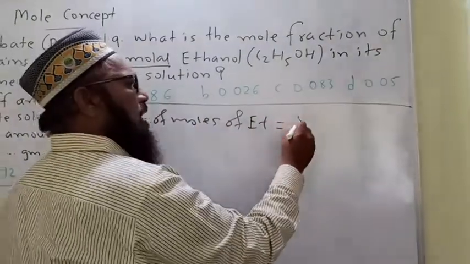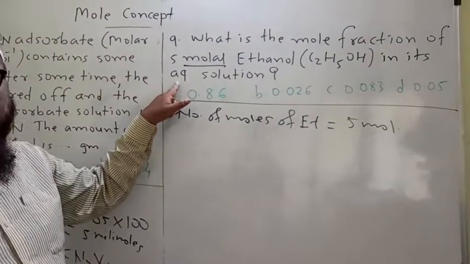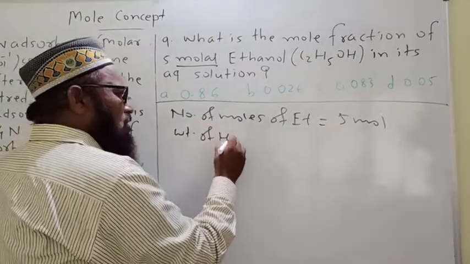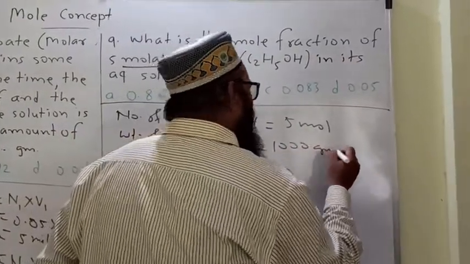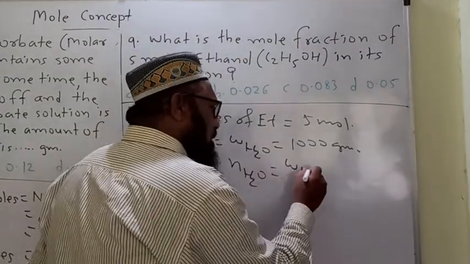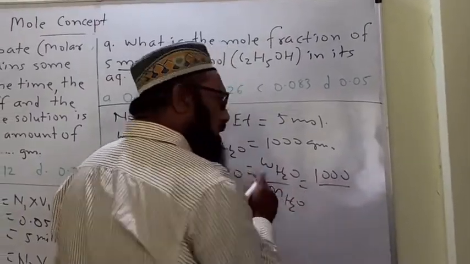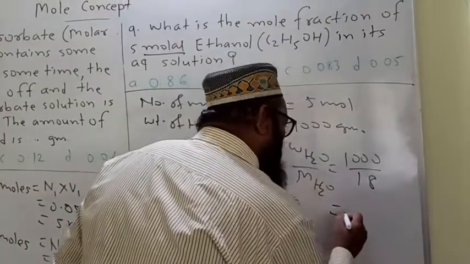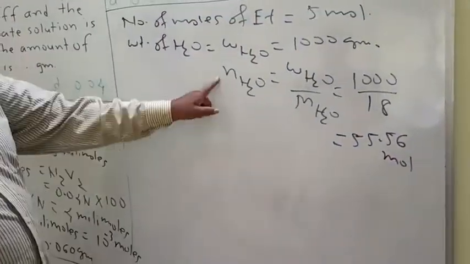Here the number of moles of ethanol is equal to 5 mole. Per kilogram, 1 kilogram of the weight of the solvent, which is water. What is the weight of the water here? Weight of water H2O is equal to 1000 gram. Let us calculate the number of moles of water, equal to weight of water upon molar mass of water, is equal to 1000 upon molar mass of water. Oxygen 16, 2 hydrogen 2, 18. This is equal to 55.56 mole. Okay, this is the number of moles of water.